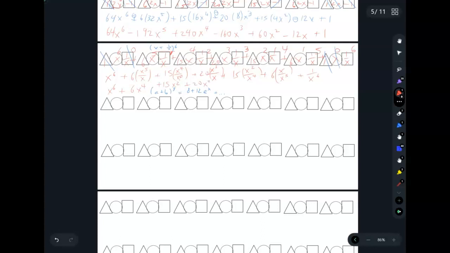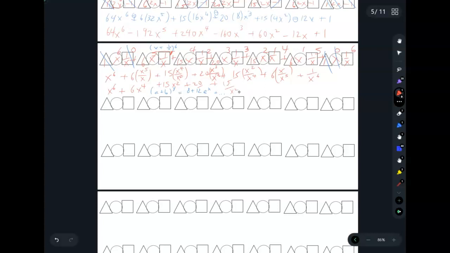Something's wrong. I didn't put the 3 here. I noticed there was a problem in the pattern. X cubed divided by x cubed is just 20. Isn't that weird? So like right in the middle of the pattern, there's a coefficient with no x term. And we're going to see that a lot in the future.